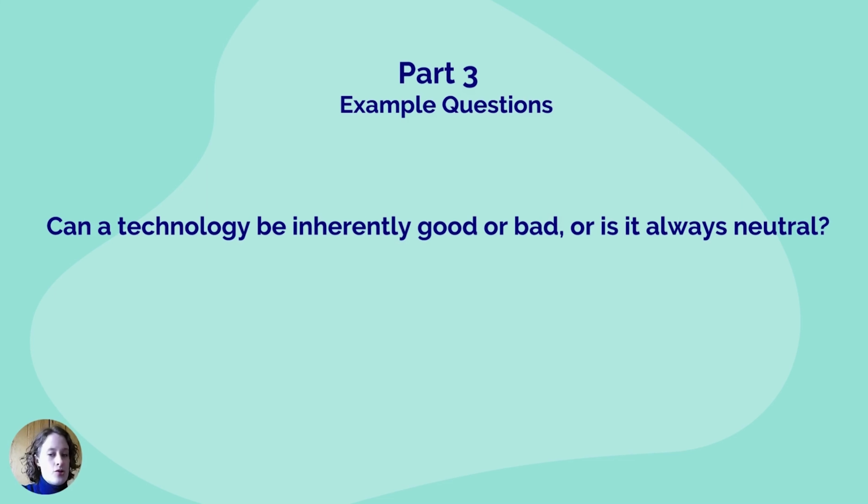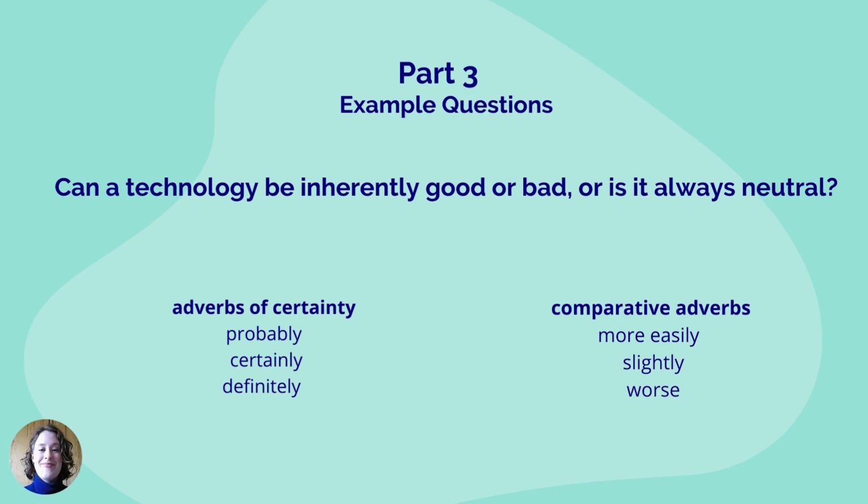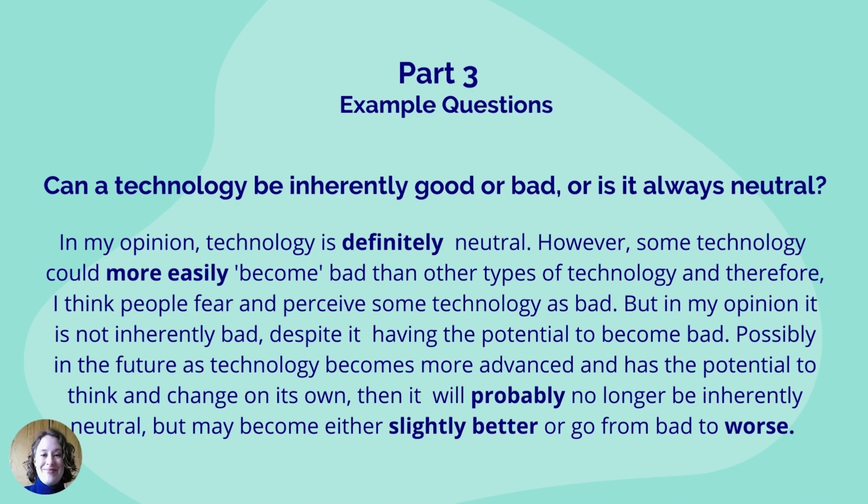So, what kind of grammar structures can we use in our answer? Remember, the question is, can a technology be inherently good or bad, or is it always neutral? When I read that question, some grammar structures come to mind. For example, adverbs of certainty and comparative adverbs. Here's a model answer with some of those suggested grammar points highlighted.